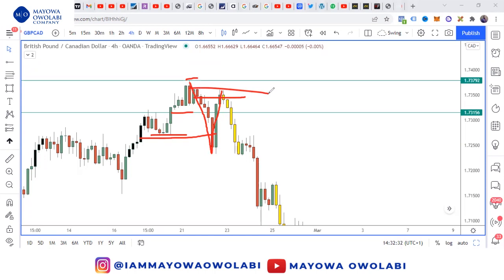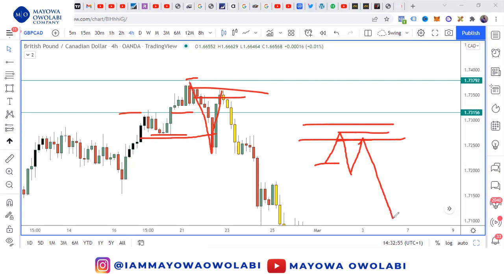So you are not entering on the first touch of the supply zone. You will always wait. If you are selling, let's say the higher time frame zone is this, you want to see the market come into it, then break the previous trend, then come back. That is what is called a confirmation entry. Then you can drive it down.